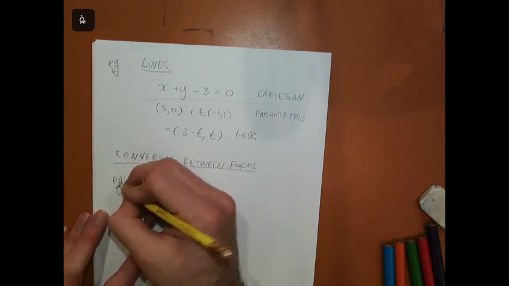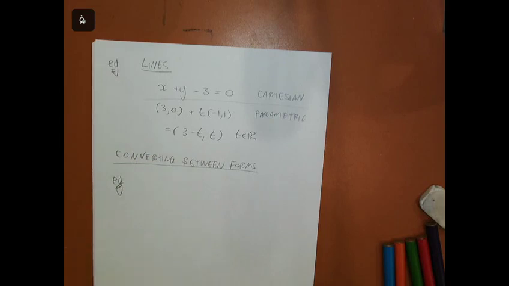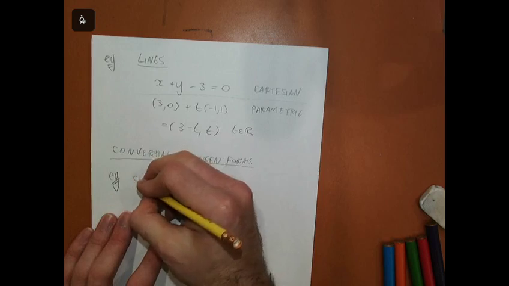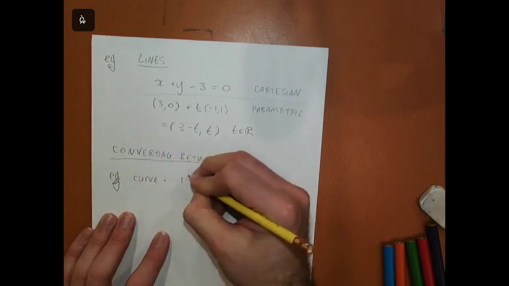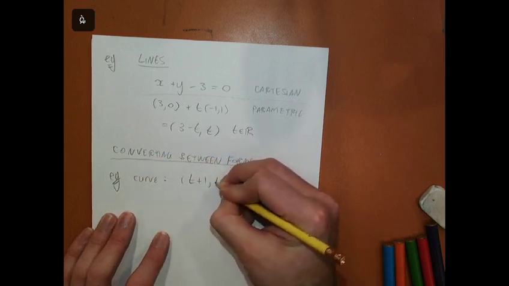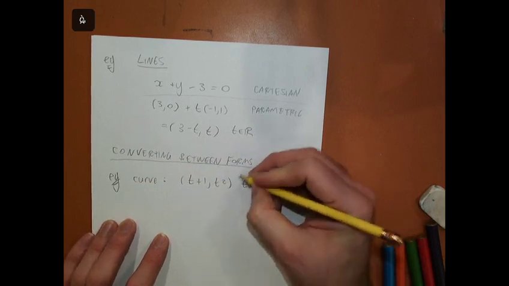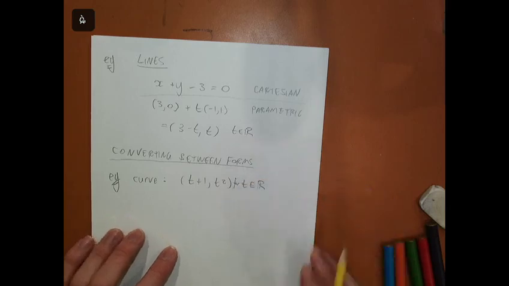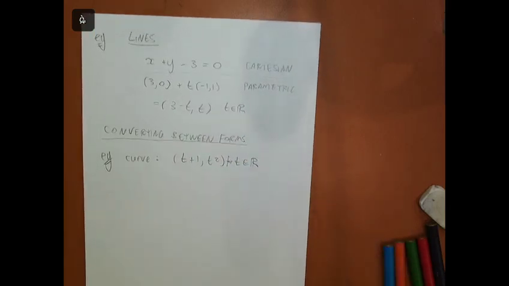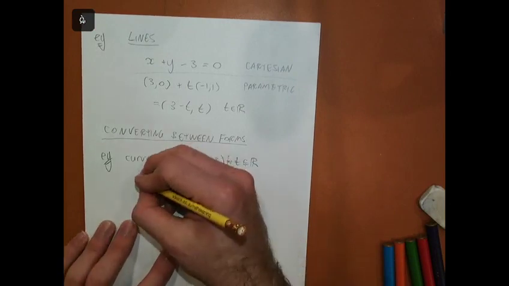So I'm going to go from parametric to Cartesian. So let's see, curve. Let's have (t plus 1, t squared) for t in R. So that's my curve, and I'm going to convert to Cartesian form.